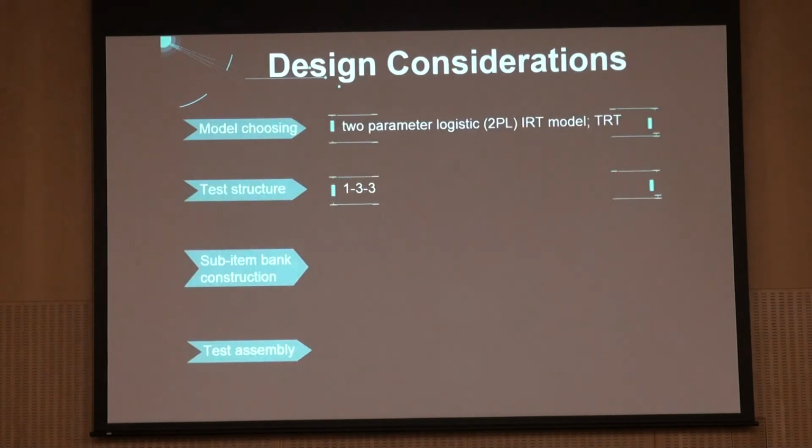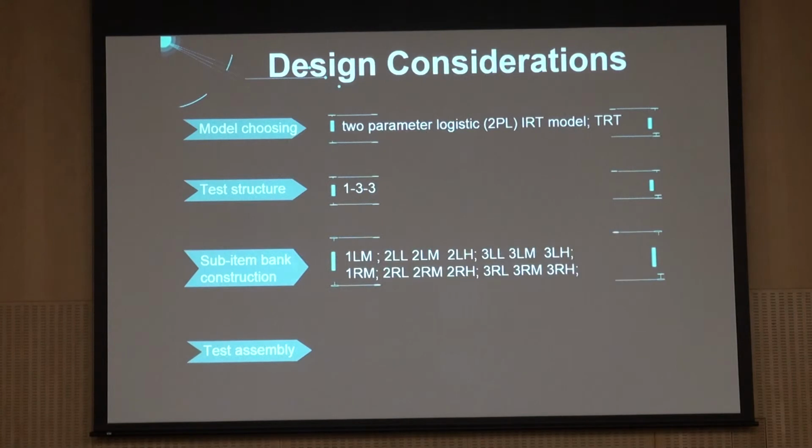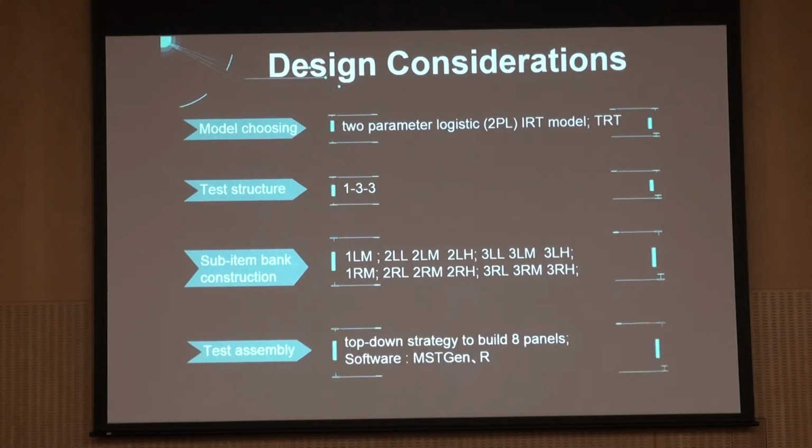And next is the sub-item bank construction. In this part, based on the test structure we just discussed, we may need to build 14 sub-item banks, from the listening test in stage 1 in medium difficulty to the third stage of the reading test in high difficulty. And on the test assembly method, the study would use a top-down strategy to build 8 panels. During the process, the modules are constructed according to test level specifications, like test content and statistical target.